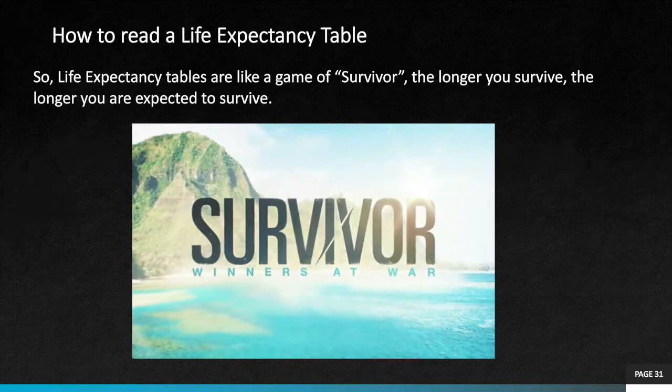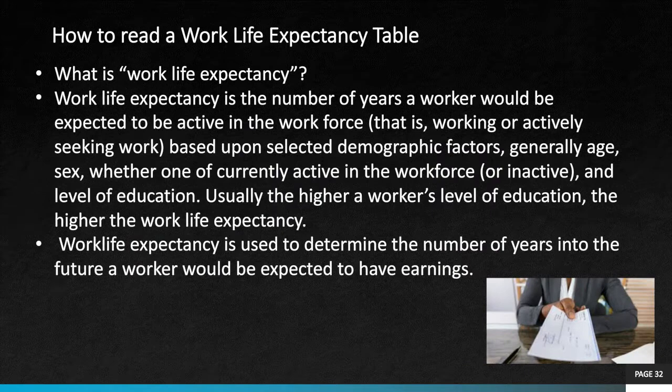Work-life expectancy is the number of years a worker would be expected to be active in the workforce. And so they would either be working and earning income, or they would be actively looking for work. Work-life expectancy tables are generally organized by gender, male and female, and then level of education. So they'll start off with less than high school graduate, associate degree, some college, bachelor's degree, master's degree, and then a PhD or professional degree. Work-life expectancy is used to determine the number of years into the future that a worker would be expected to have earnings.